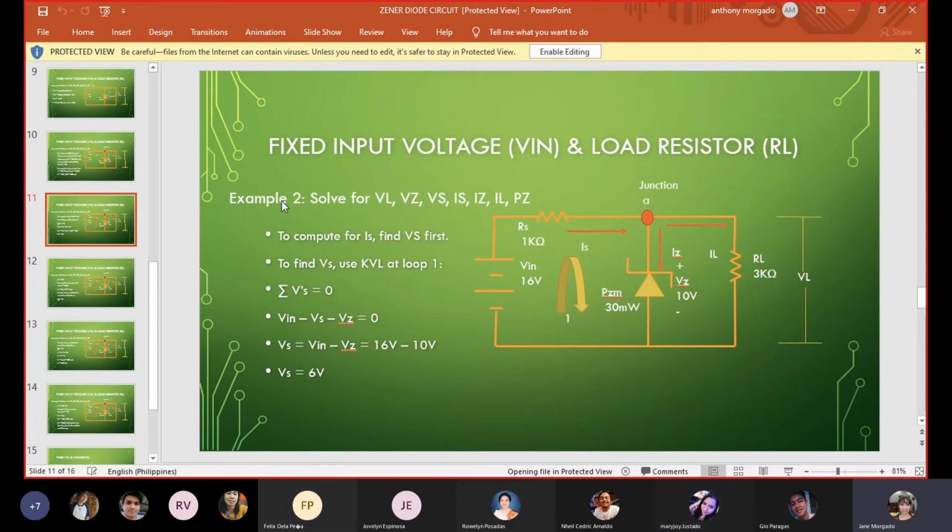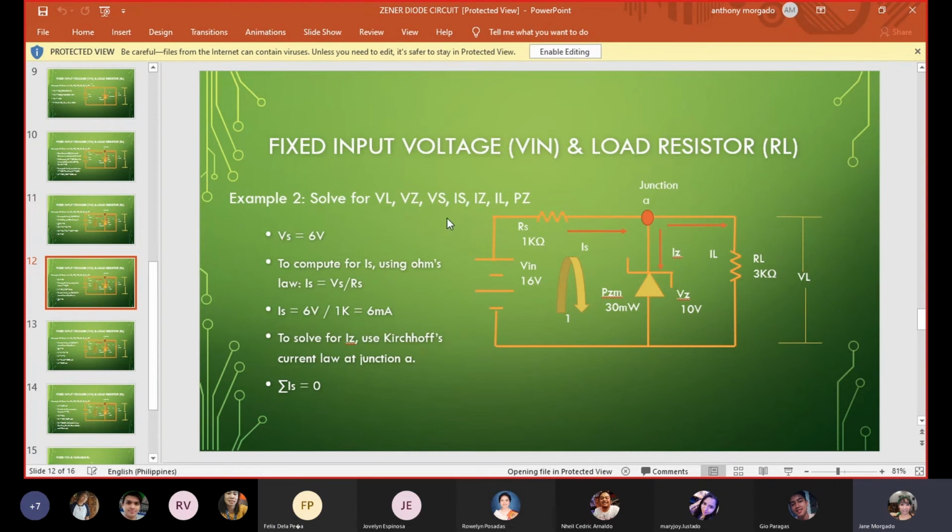Ayan. So, VS equal to 6 volts. So, with VS equal to 6 volts, we can compute for the total current equal to VS over RS. So, 6 volts over 1K. So, we have 6 milliampere. Okay? So, we have 6 milliampere here. Ito naman 3.33 milliampere. Okay? So, medyo nakikita nyo na ilan itong magiging IZ dito. Of course, it would be the difference between IS and IL.